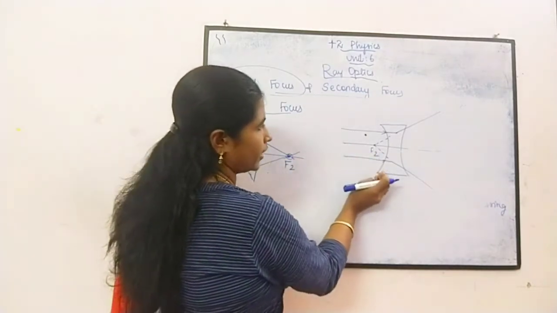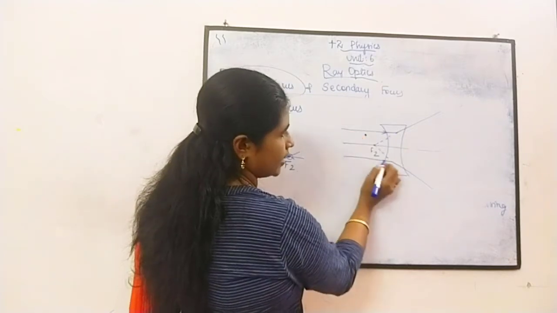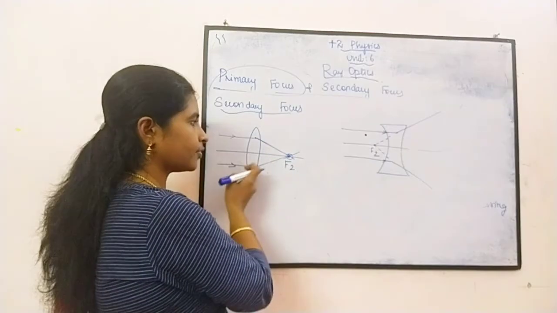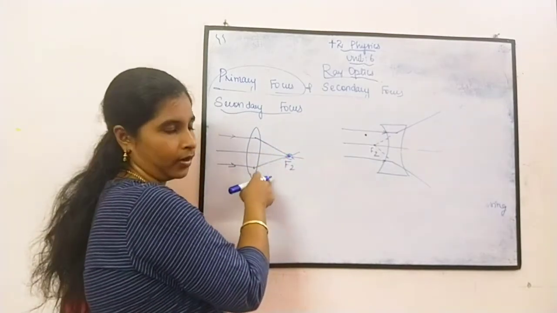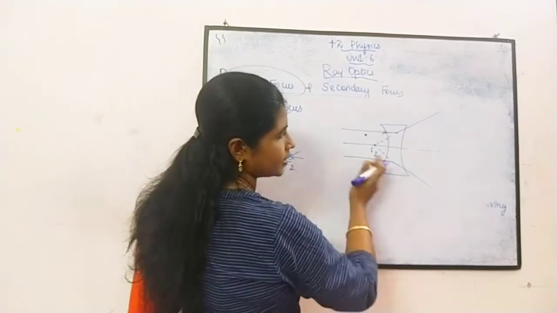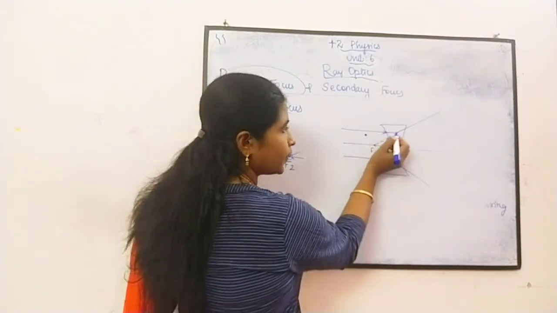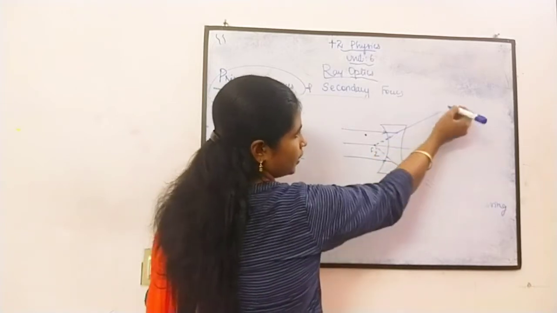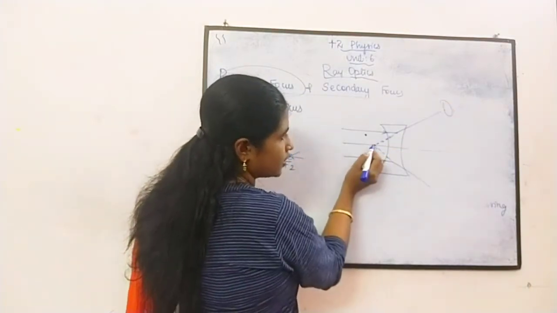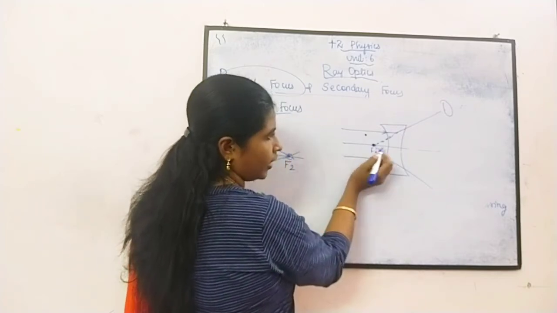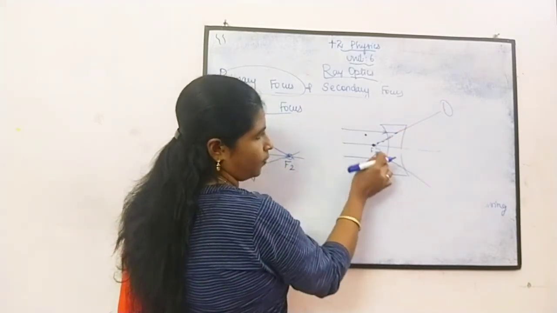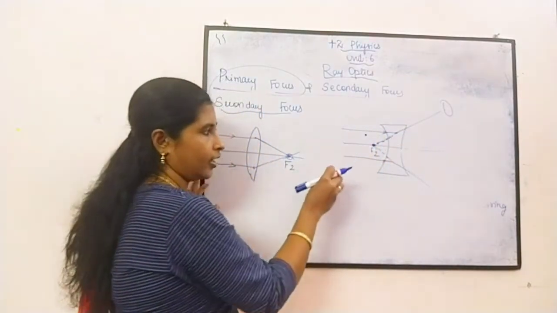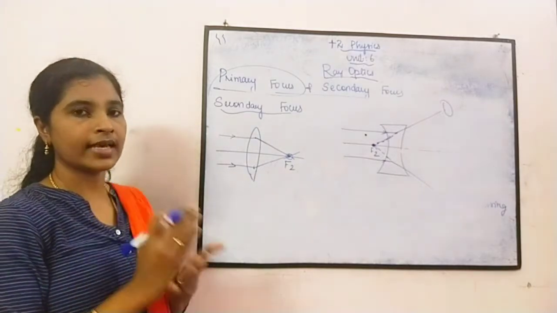Similarly, in the case of the concave lens, we are taking parallel rays. The difference between these two lenses is that here, after getting refracted, the rays meet at a common point. But here, after getting refracted, it is diverging, but it appears to meet at a single point. When you extend the rays, if I see it from here, the focus point will appear here. So it appears to meet at a single point. Actually it is diverging, but it appears to meet at the same point. Such a focus point is called a secondary focus.